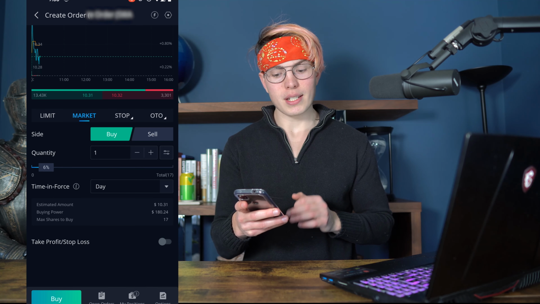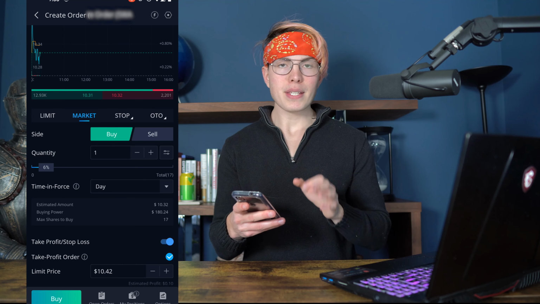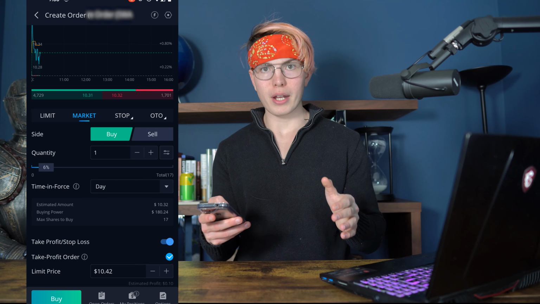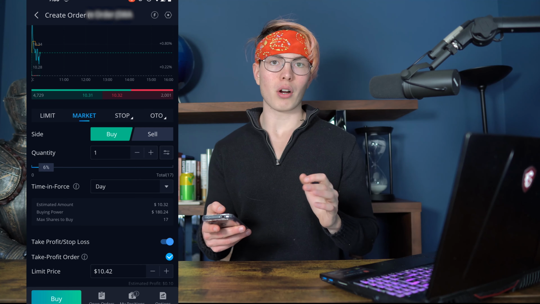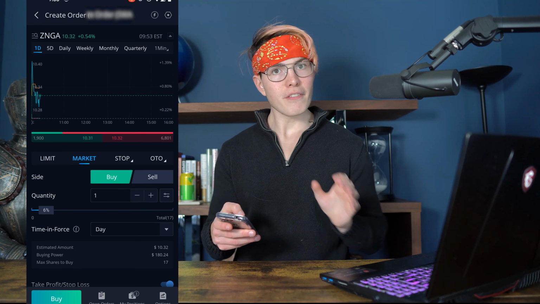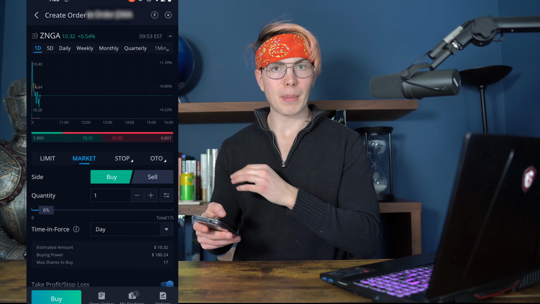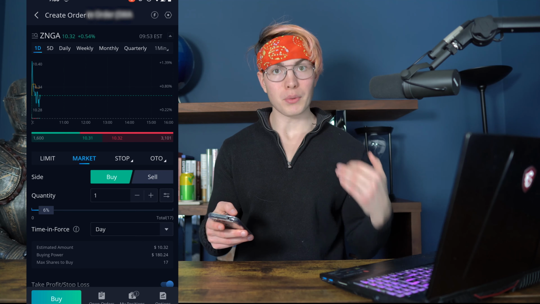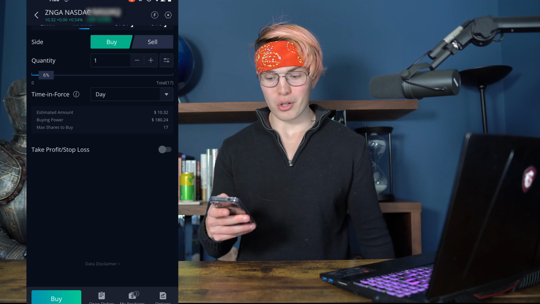You can also set a take profit or stop loss. Basically, what this is going to do is, if you're a shorter-term trader and you know what your entry and exit points are. So say you know, okay, I want to buy Zynga stock right now for $10.32, and if it goes up to $11, I want to sell and take my profits. If it goes down below 10, I want to cut my losses there. You could set that up down here by setting your limit price and your stop price like we talked about before. But personally, I'm not going to do that because again, I'm a long-term investor and I'm not looking to make these shorter swing trades here.